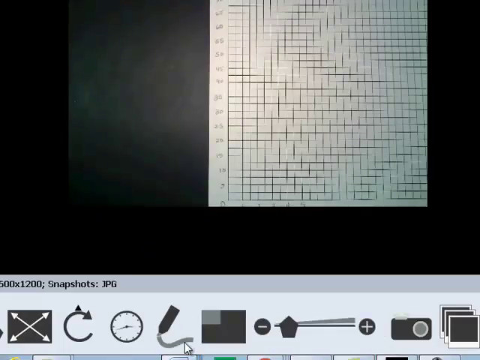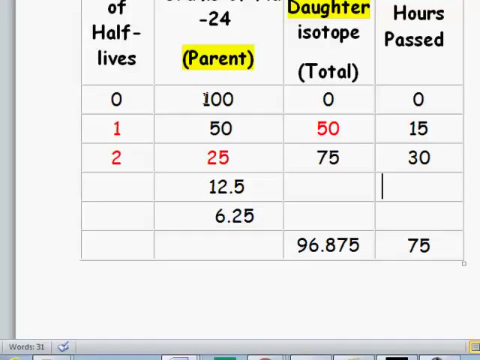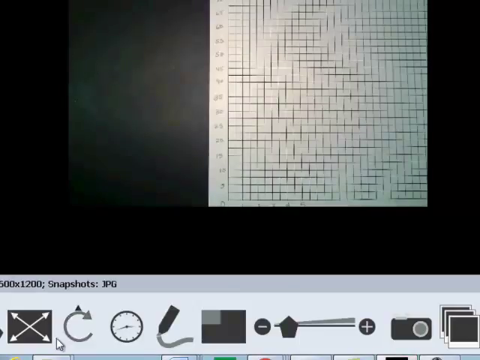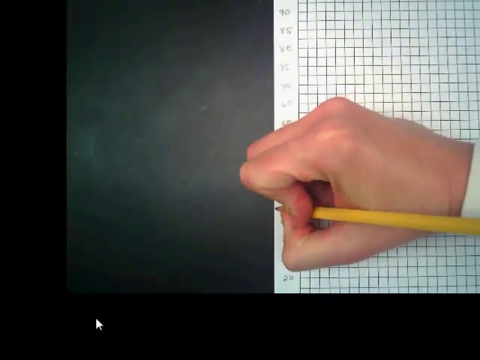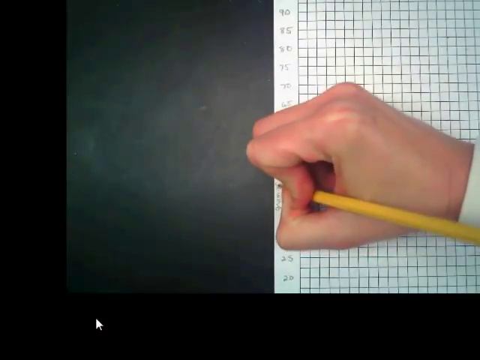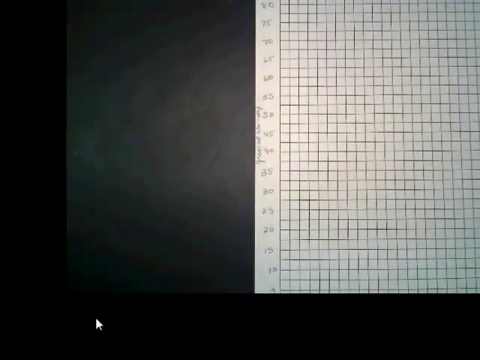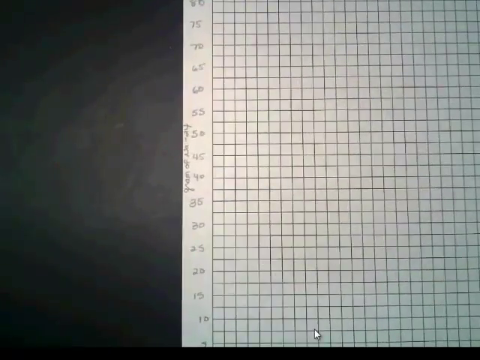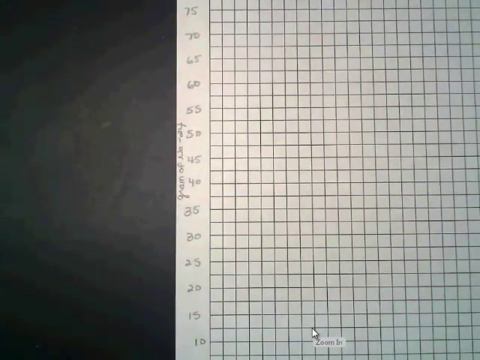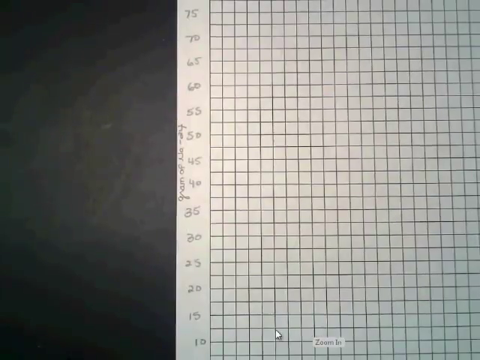Now on the side, I have 0 to 100, because when you go back and look, we started with 100 grams of sodium and went down from there. So that's our highest number. So I am going to label this one grams of Na-24. Okay? And then I'm going to graph my data.